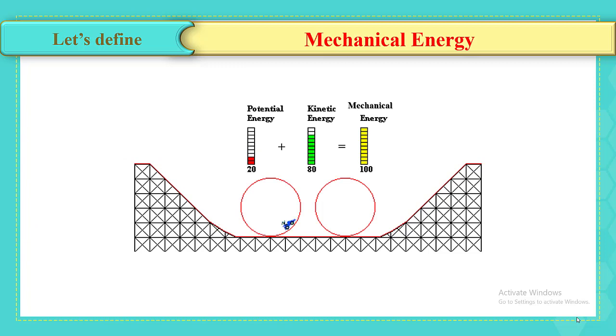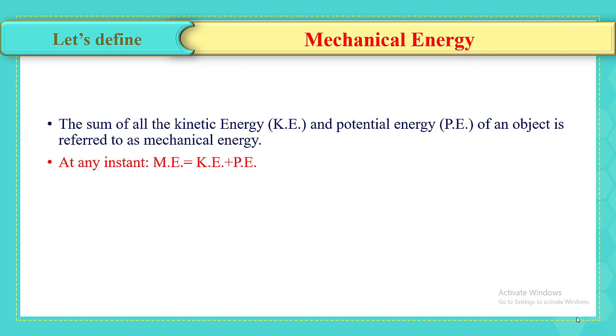Now we discuss the mechanical energy. We consider the following example. We can see that the kinetic energy and the potential energy vary, but their sum is equal to a fixed point which is equal to 100 joule. So we can say that the mechanical energy is equal to the sum of the kinetic energy and the potential energy at any instant t.